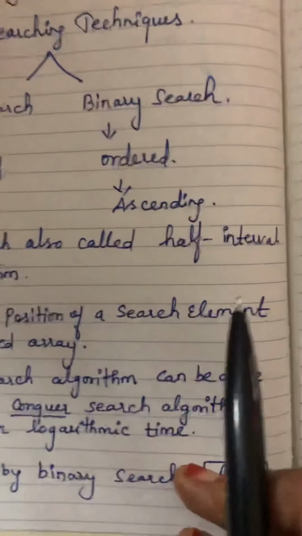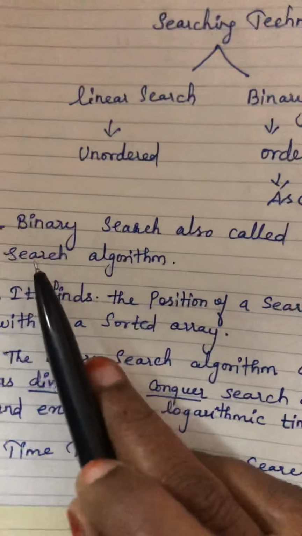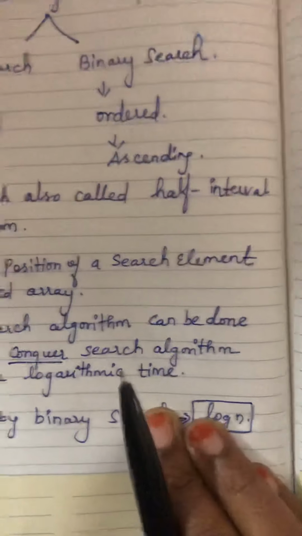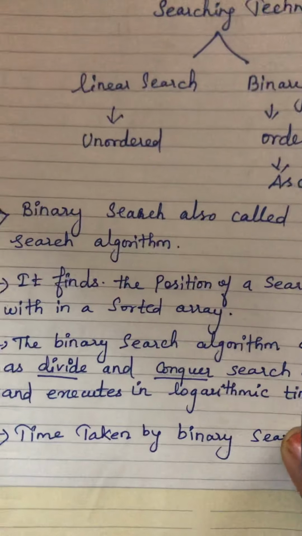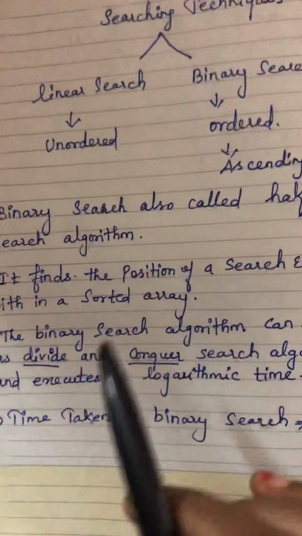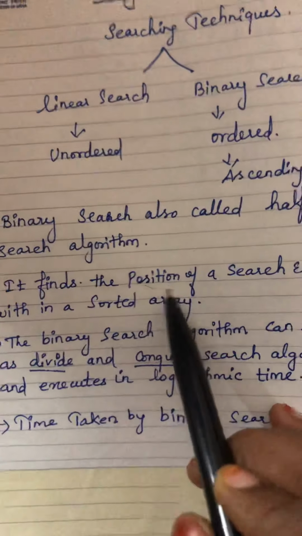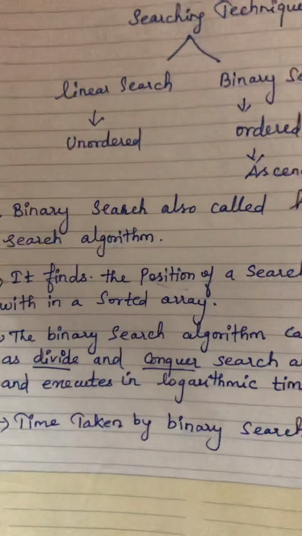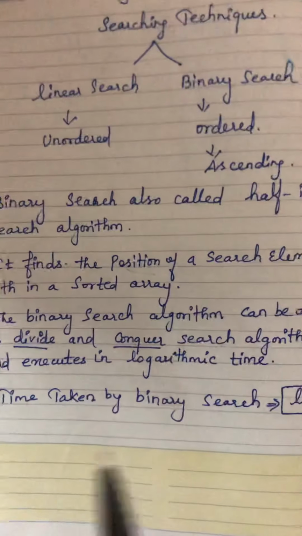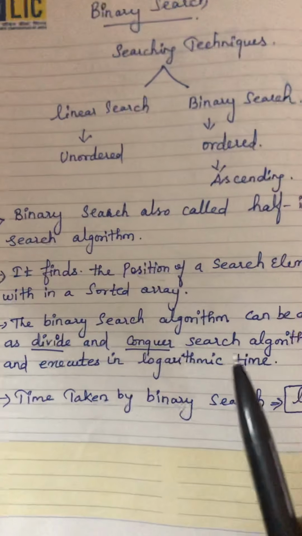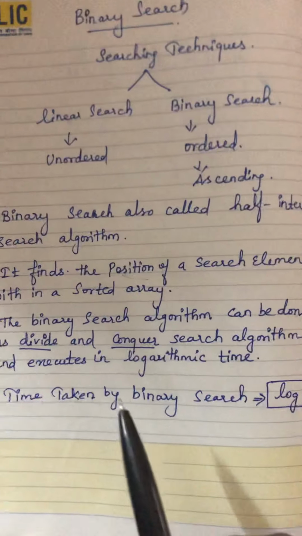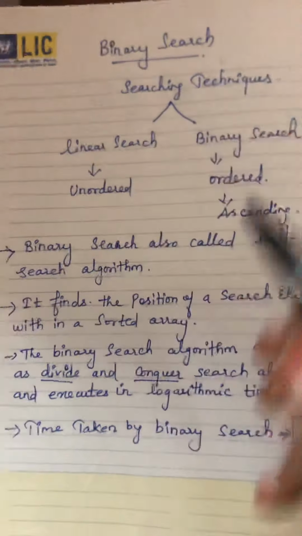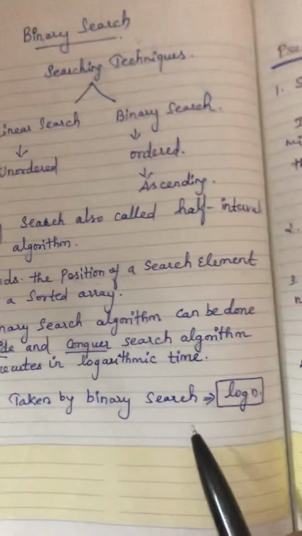Binary search is also called the half interval search algorithm. It finds the position of a search element within a sorted array. The binary search algorithm is a divide and conquer search algorithm and executes in logarithmic time. For binary search, the time taken is log n.